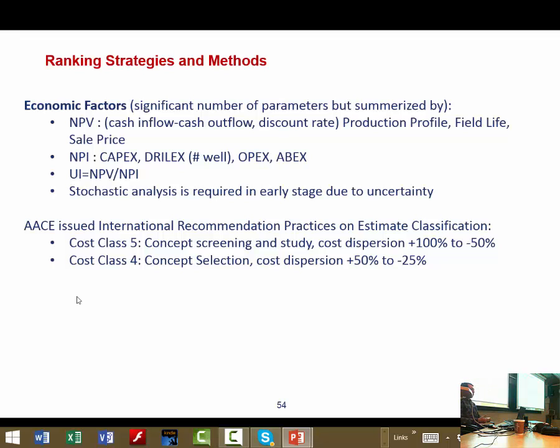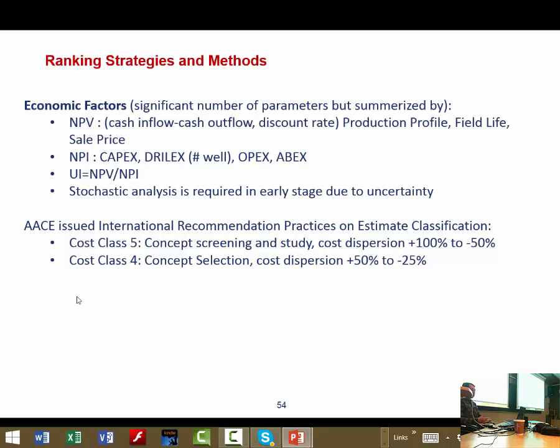There are a number of economic factors which you need to consider during concept screening and concept selection, like the price of all the equipment, the price of oil, the price of installation. But it's difficult to just compare all these parameters one by one for both concepts. Therefore, this significant number of parameters have been summarized into three main parameters: net present value, net present investment, and utility index.